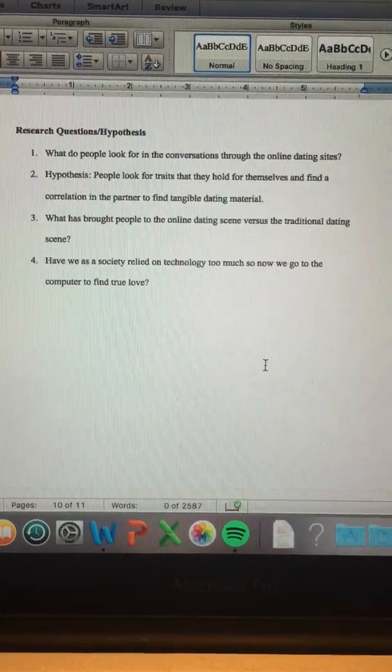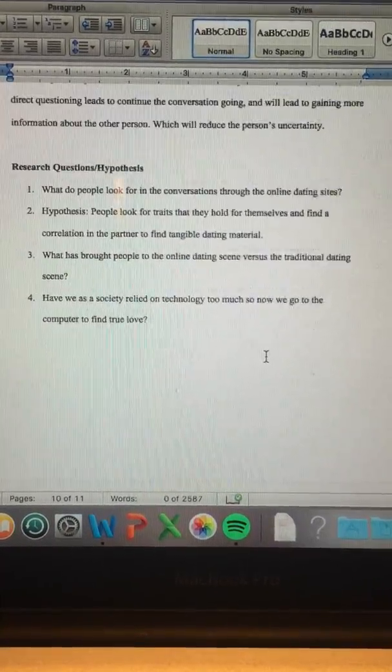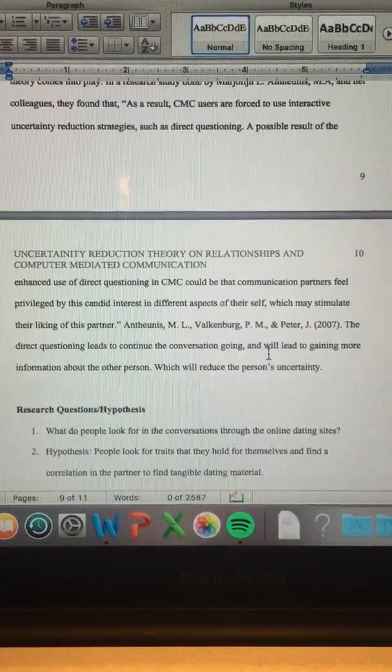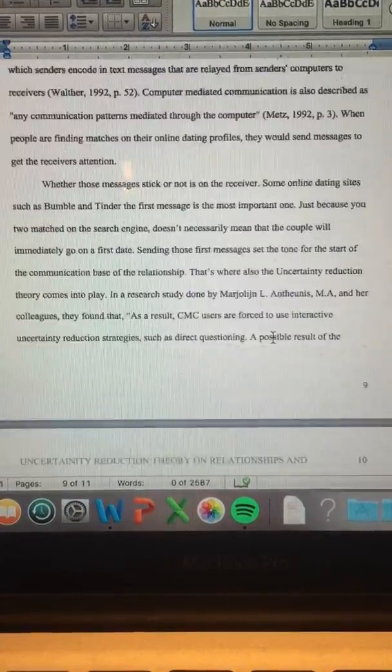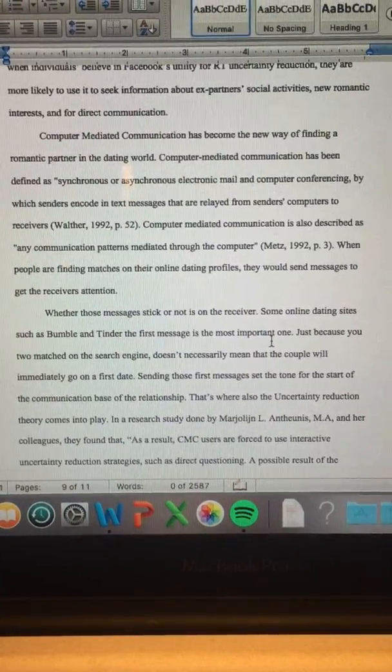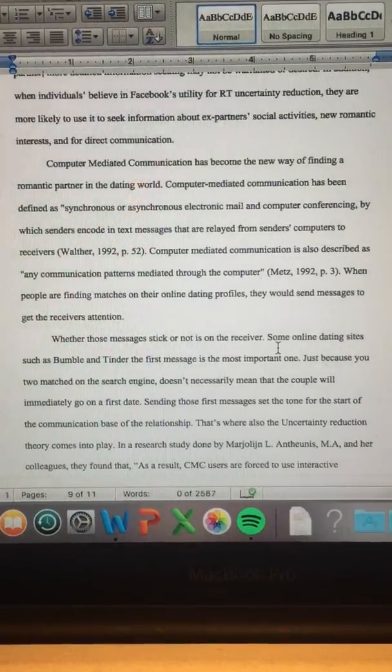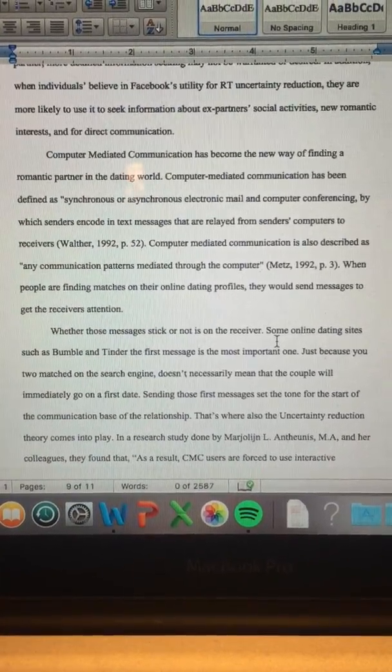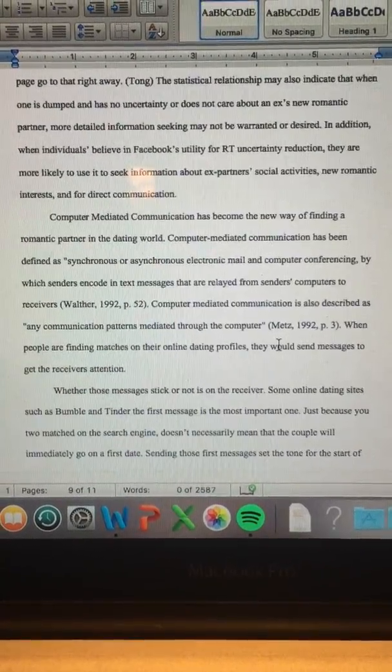And in conclusion, I want to say that this was definitely a lot of work. It was a lot of fun. I most definitely learned a lot about dating through uncertainty reduction theory and computer-mediated communication. And hopefully I sparked your interest to where you can gain some knowledge on it as well.